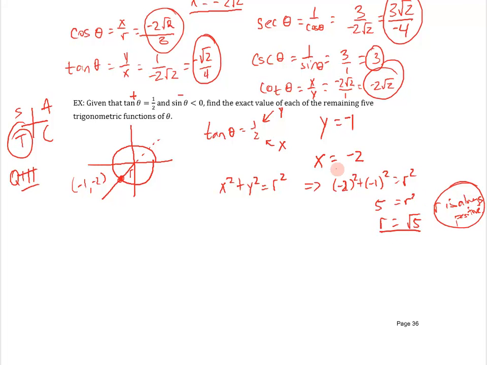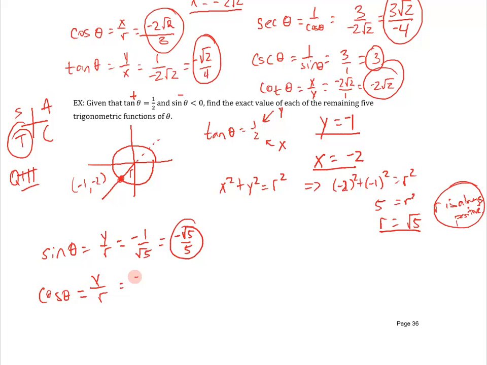So here's r, here's x, here's y. Now we can write down the rest of our trig function values. So sine of theta, y over r, gives me negative 1 over square root of 5, or negative square root of 5 over 5. Cosine of theta is x over r, which is negative 2 over square root of 5, or negative 2 square roots of 5 over 5. Tangent of theta we already know is 1/2.